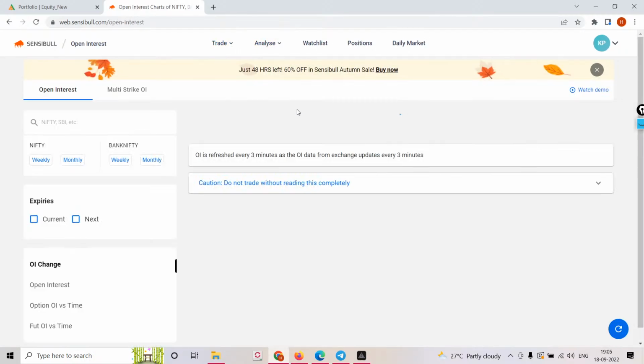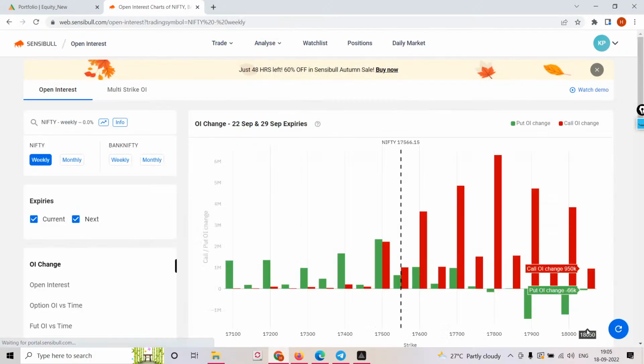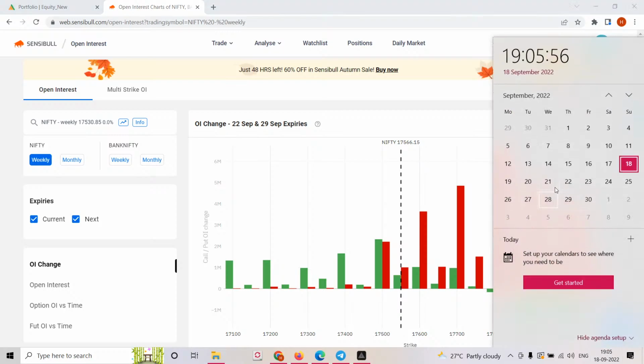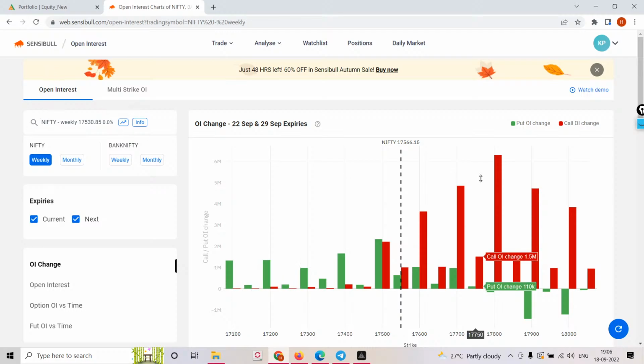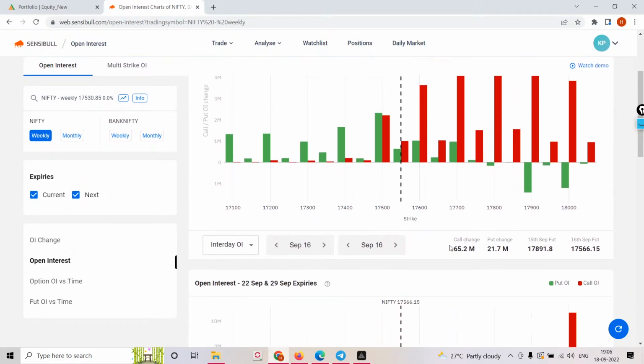What is the open interest for the next week, for the 22nd expiry? How does the open interest look for the 22nd expiry? First we look at the Nifty. This is your intraday. Whenever you go to the Sensible tool, this first box in open interest is your intraday. Definitely, on Friday, this is Friday data.